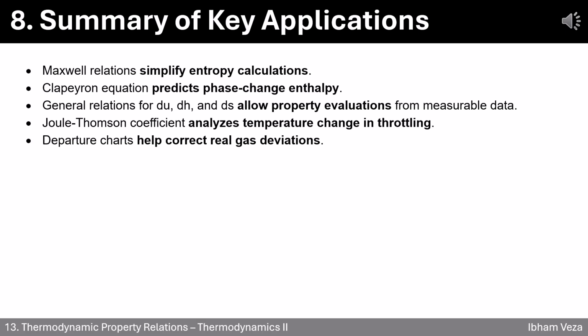General relations allow you to find internal energy, enthalpy, and entropy from data you can actually measure. The Joule-Thomson coefficient explains temperature changes in throttling, helping in refrigeration systems. And departure charts keep your calculations realistic when dealing with real gases. Think of these as your essential shortcuts in thermodynamics, designed to make your analysis smarter, faster, and more reliable.